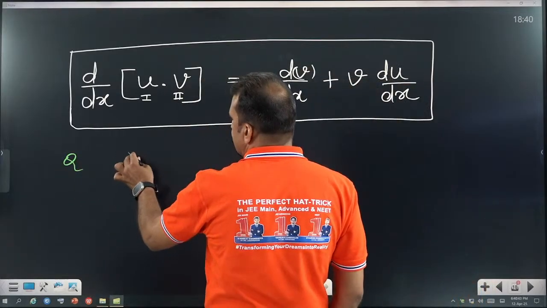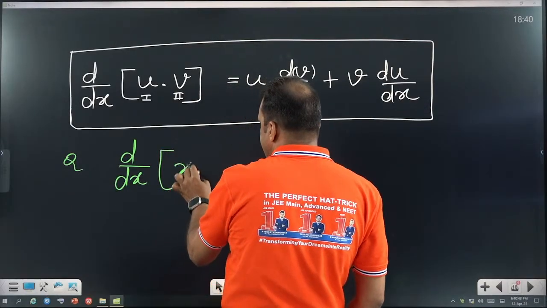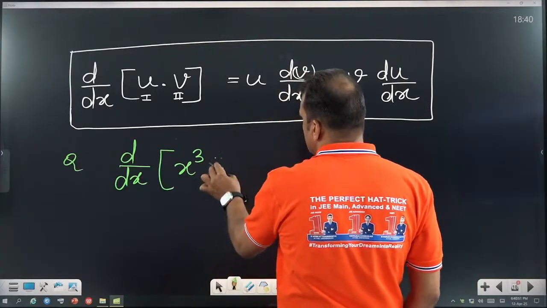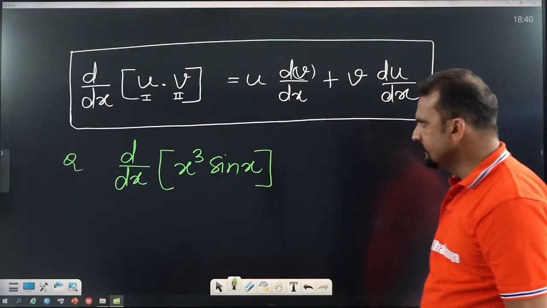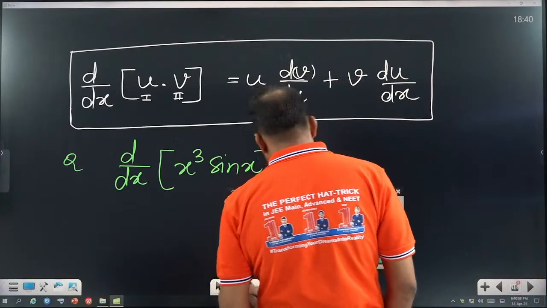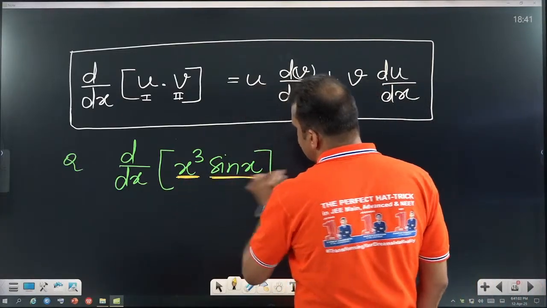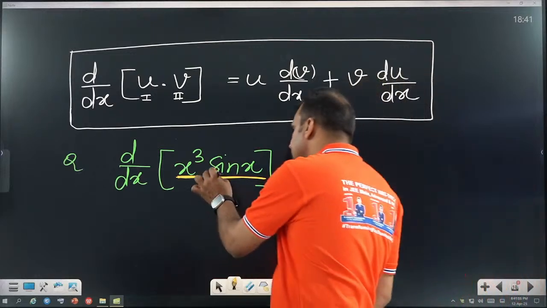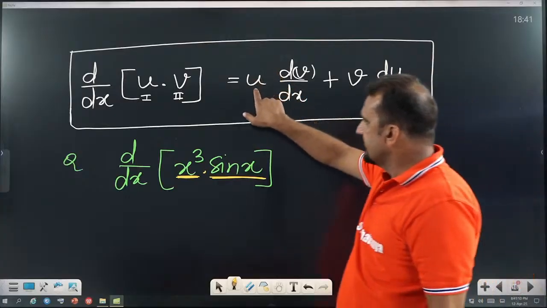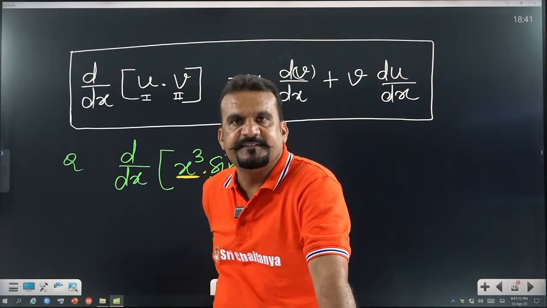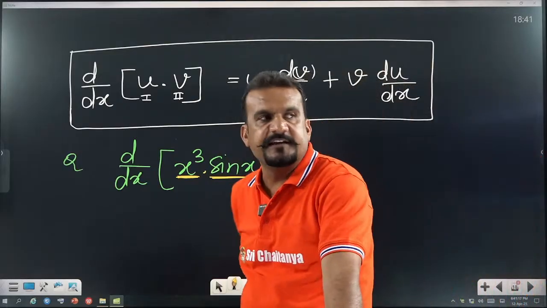Let us assume d over dx of the function x power 3 into sin x is given. What is the differentiation? I think there are two functions. One is x power n and the second one is a trigonometric function. One function and second function together, and both are in multiply form. I already wrote the formula here. First function outside, differentiate the second function. Then second function outside, differentiate the first function.